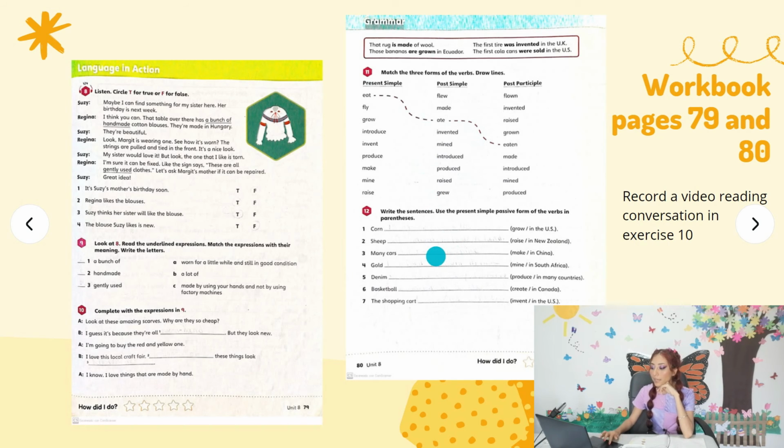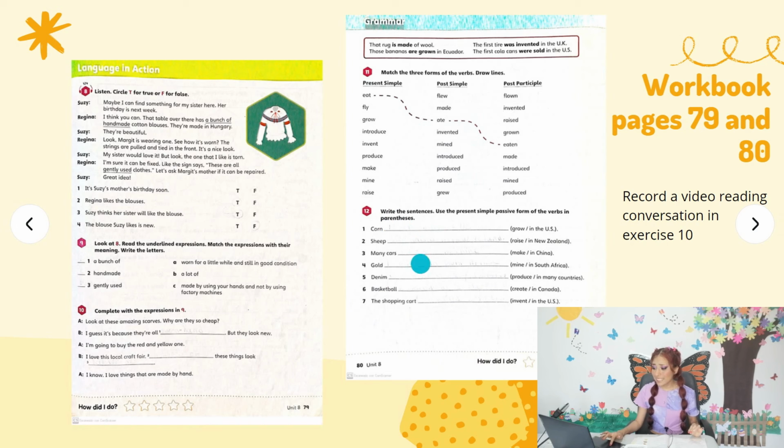Activity 12 says, write the sentences. Use the present simple passive form of the verb in parentheses. Remember, present. Si dice present, quiere decir que vamos a usar verb to be is or are, ¿ok? Entonces tenemos corn, blank, grow in the United States. I'm going to help you with this number 1. For example, I would say corn is singular y nos dice que es presente. Todas estas tienen que ser en presente, so it means that they are going to use either is or are. Verbo to be is or are. Son los únicos que pueden usar.